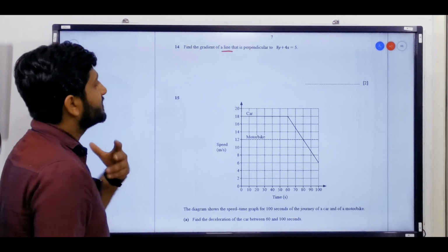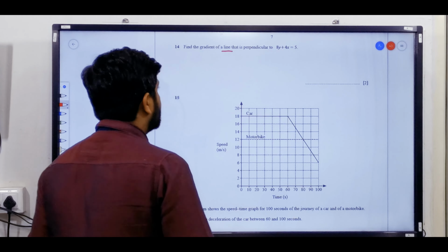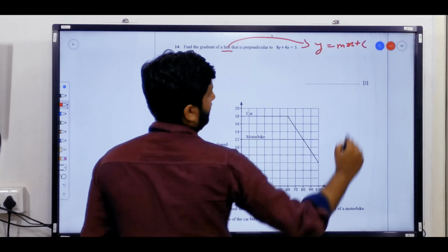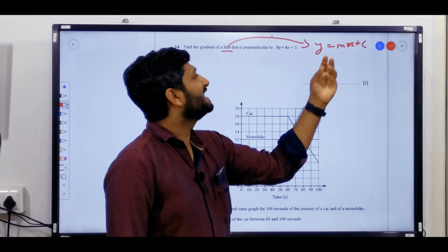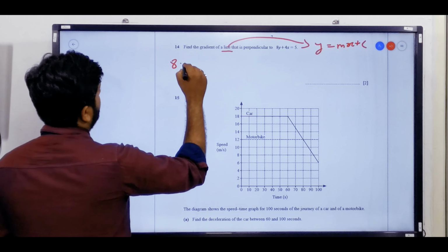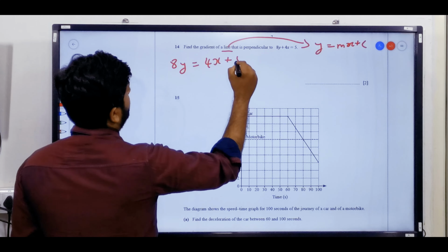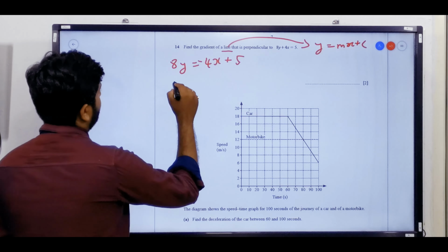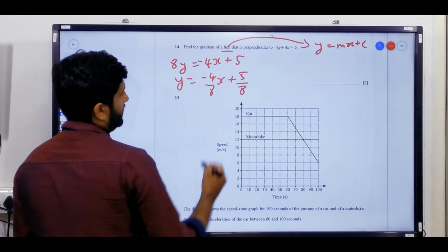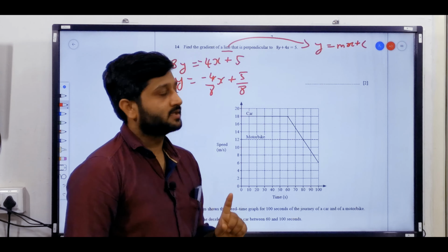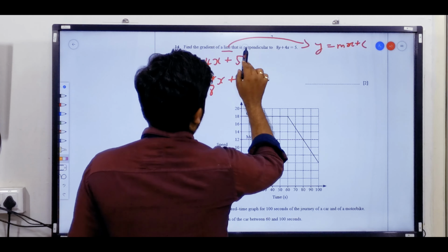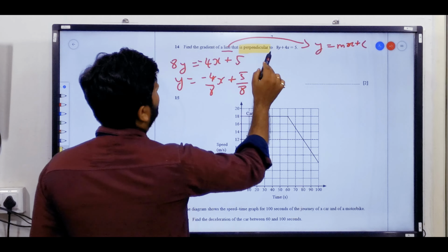So what we are supposed to do is, first let us convert this equation into the original equation of a line. Every equation of a line should ideally be in this format, y equals mx plus c. So let me try to restructure this equation. So here 8y should be equal to minus 4x plus 5, y should be minus 4 by 8 x plus 5 by 8. Student, don't write minus 4 by 8 as an answer. You are not supposed to find the gradient of this equation. You are supposed to find the gradient of the line which is perpendicular to this line.